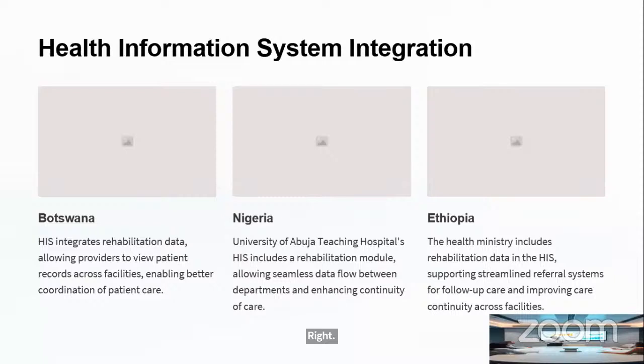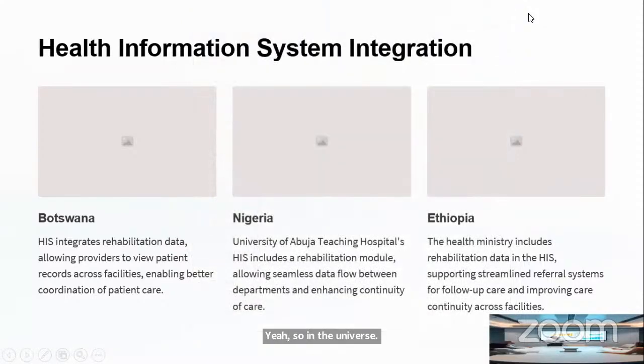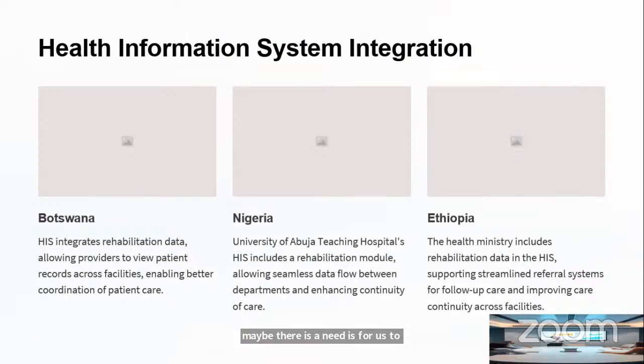Yes, so in the University of Abuja Teaching Hospital, in their own case, they include a rehabilitation module into their health information system, which is very, very good. Although we are not sure who they invited to be part of developing the rehabilitation aspect. Anyway, at least it's good it is there. If there is need, all we do is adjust it, with additions and deletions. But at least it is there, right?